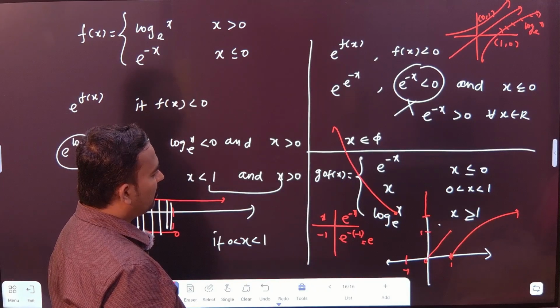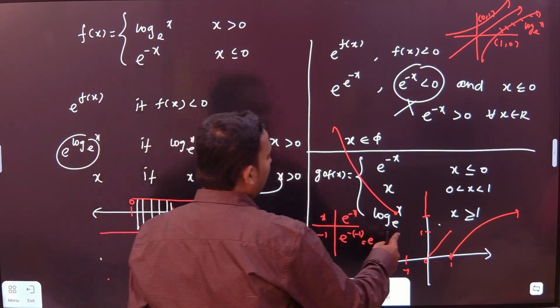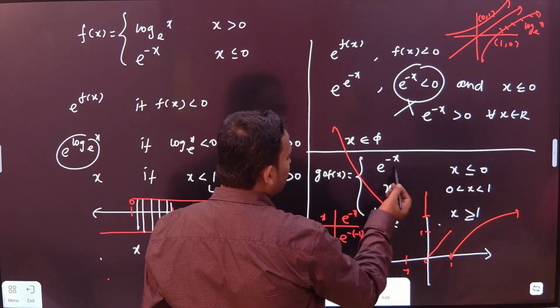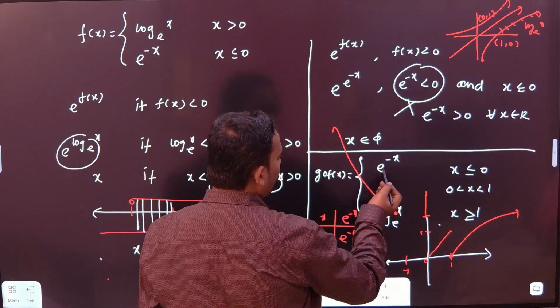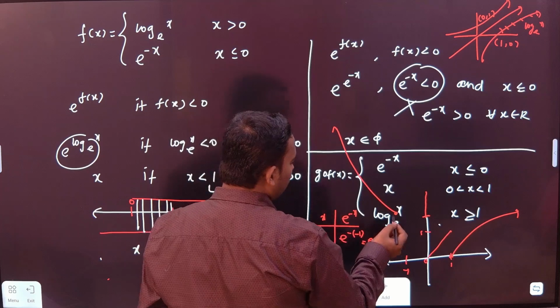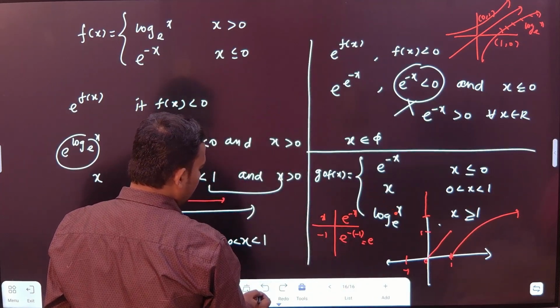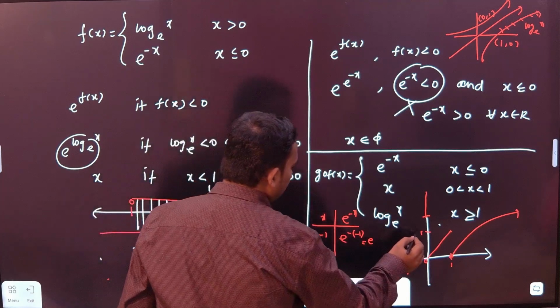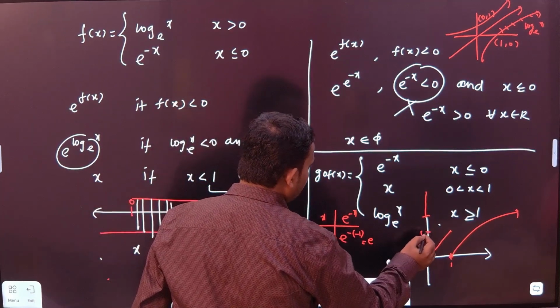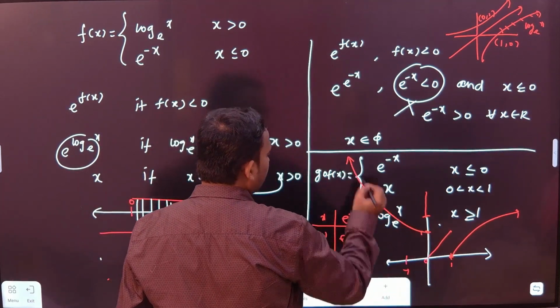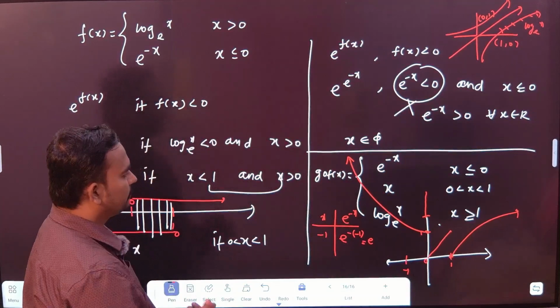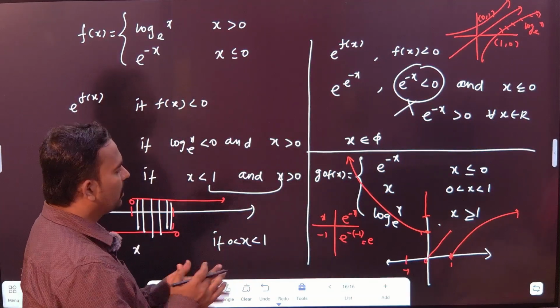When you take x equal to 0, e power 0 is what? e power 0 is 1, right? That means you can see the graph will be 1. The graph will be like this. Understood? I hope everyone understood, right?